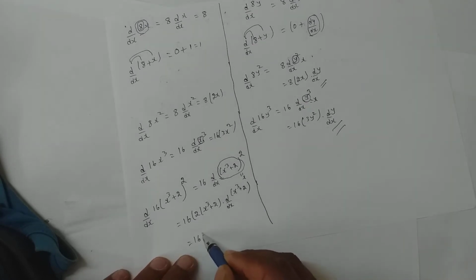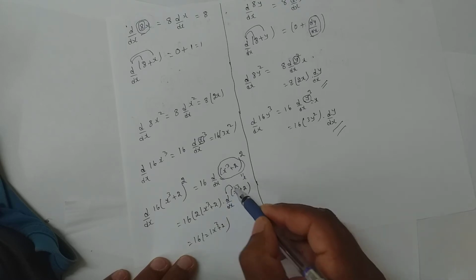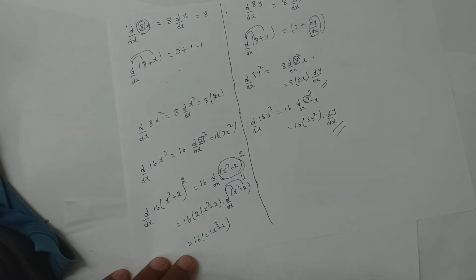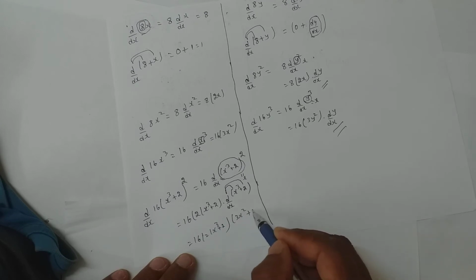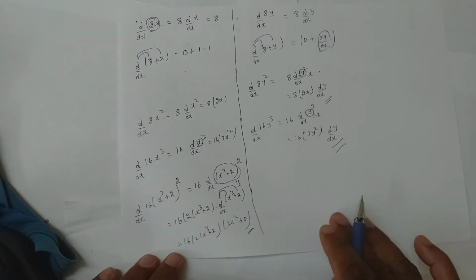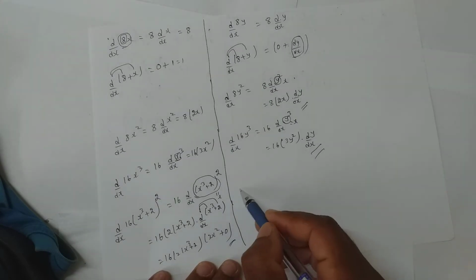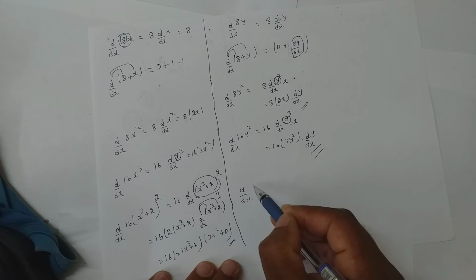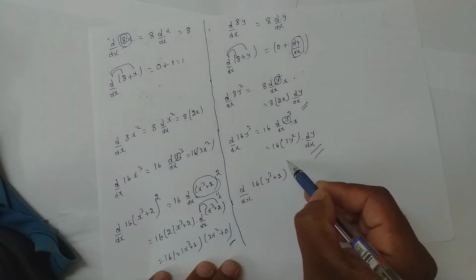So now it is 16 into 2 into x cube plus 2 into, this gets applied to this one and also to this one. When it is applied on x cube, I get 3x square. When it is applied on 2, I get 0. So till here, the sum stops. Now same thing, had it been d by dx of 16 into y cube plus 2 whole power 2.